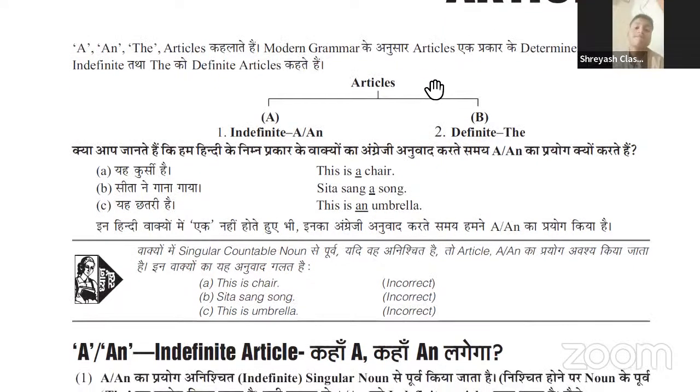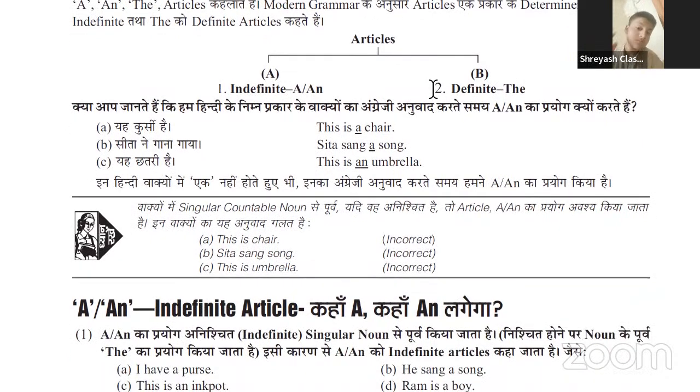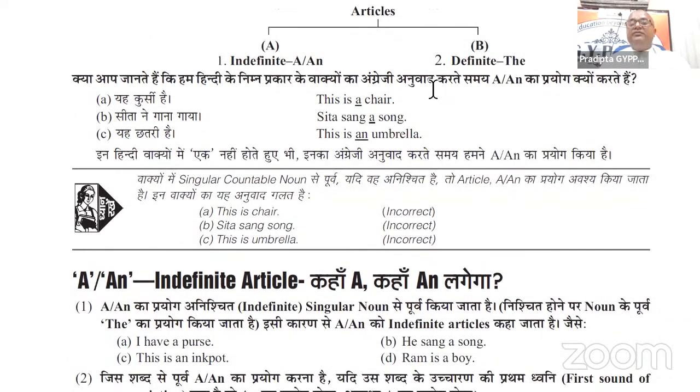Yes, sir. So remember, nouns must be accompanied with an article. "This is chair," wrong. "Sita sang song," it's a wrong, incorrect statement. Similarly, "this is umbrella," incorrect. You must put an article there. So, this is an umbrella. Sita sang a song. Clear?